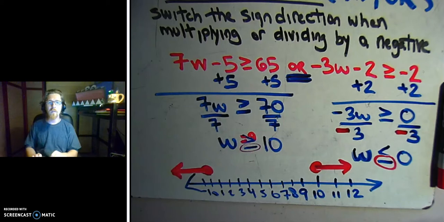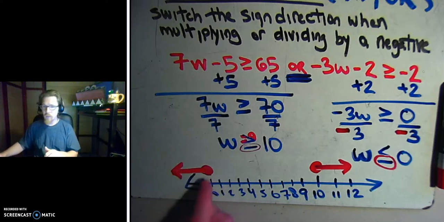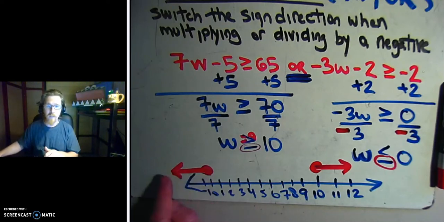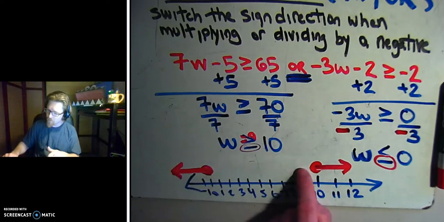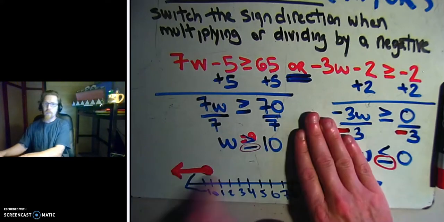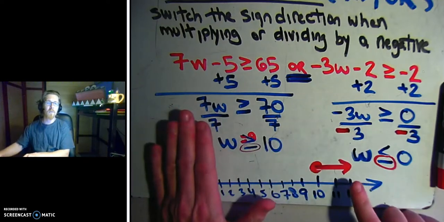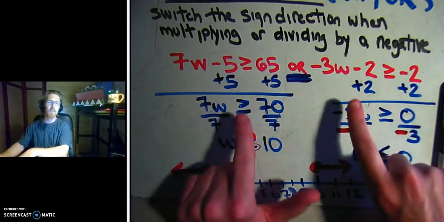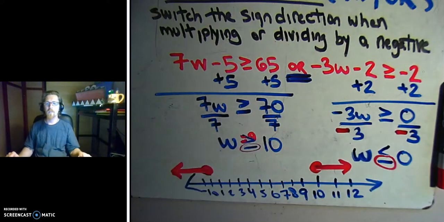And so think about this. W can have more than one value, but it's going to be either less than or equal to 0, or, so we skip all these, greater than or equal to 10. So it's like w can have one of two options. Either your w is over here, or your w is over here. And that's how we're going to look at compound inequalities.